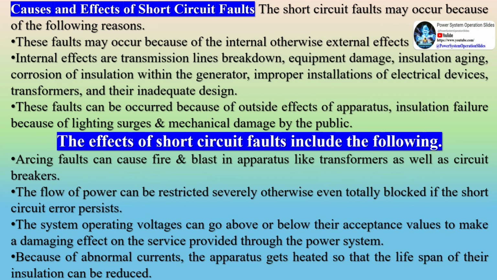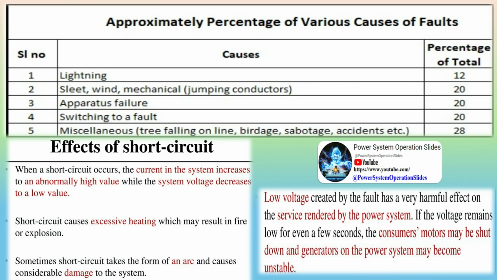Causes and effects of short circuit faults. The short circuit faults may occur because of the following reasons. These faults may occur because of internal or external effects. Internal effects are transmission line breakdown, equipment damage, insulation aging, corrosion of insulation within the generator, improper installation of electrical devices, transformers, and their inadequate design. These faults can also occur because of external effects on apparatus, insulation failure because of lightning surges, and mechanical damage by the public. The effects of short circuit faults include the following.